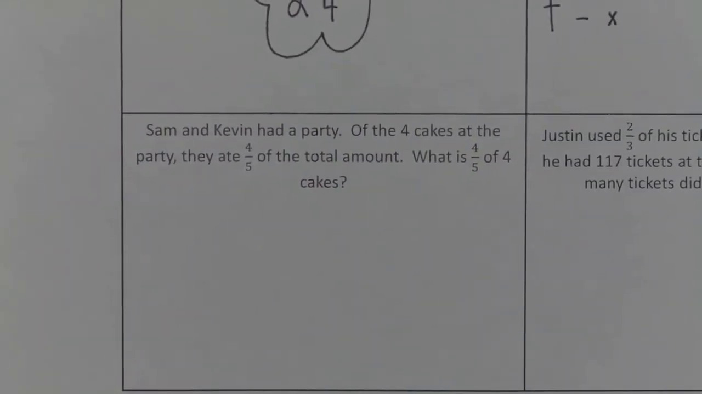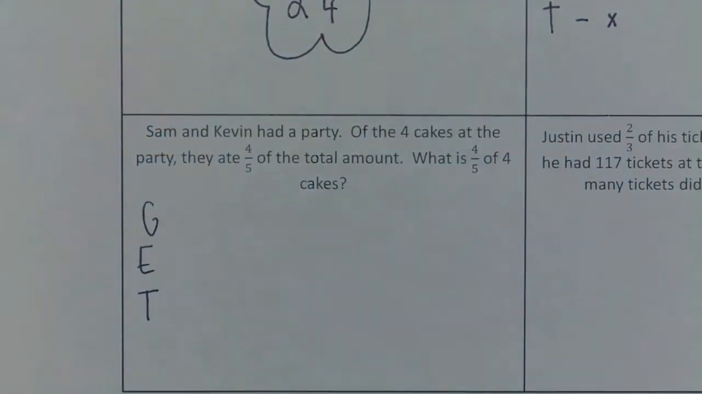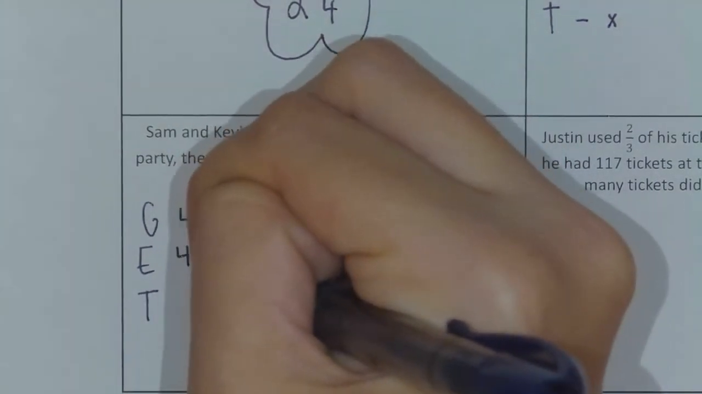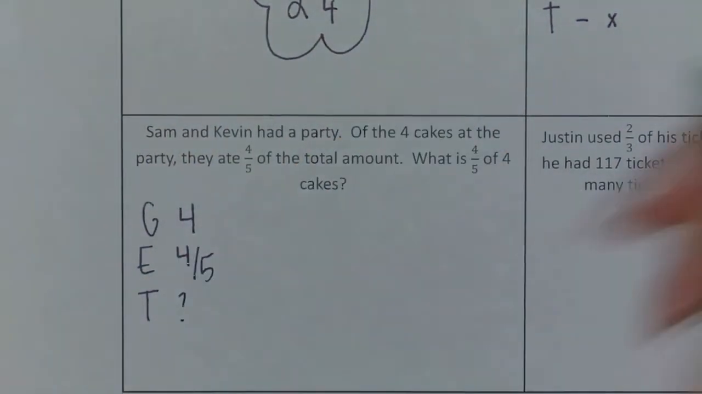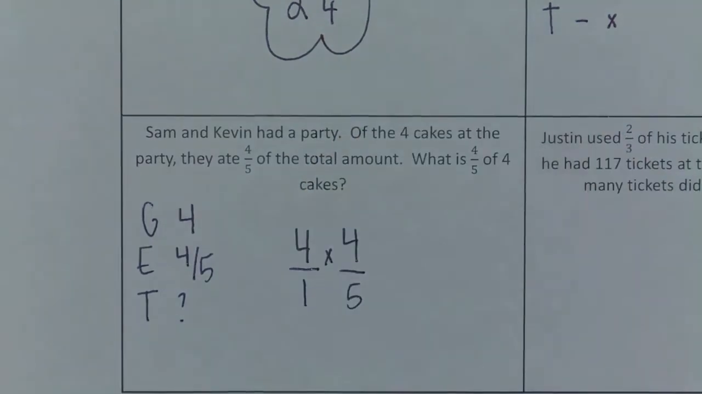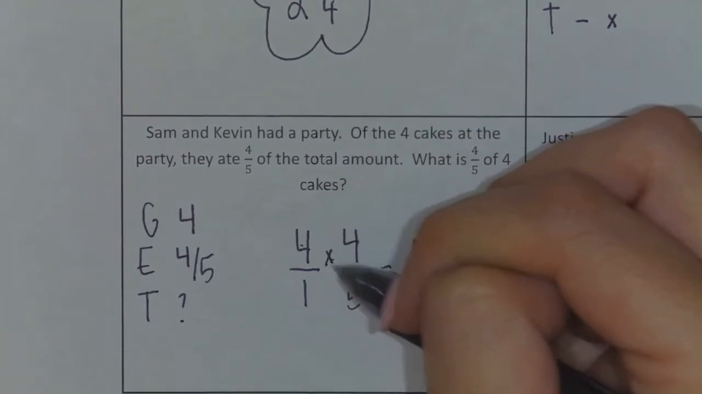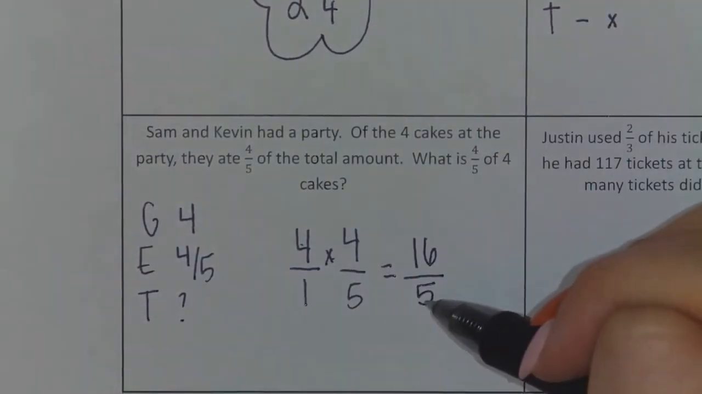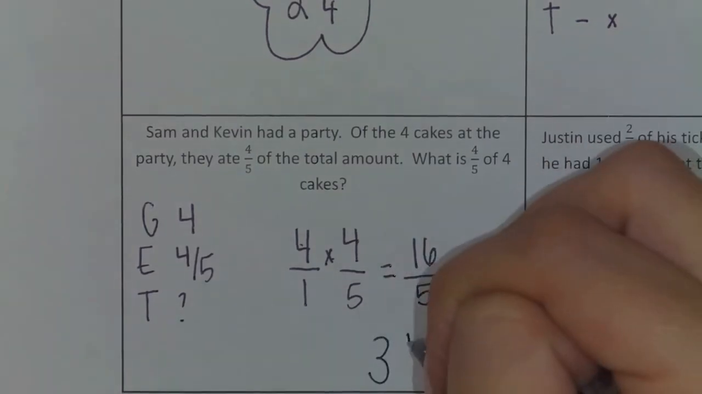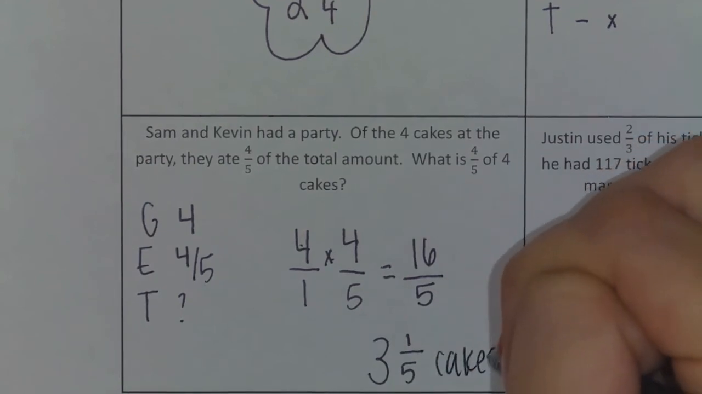It says Sam and Kevin had a party. Of the 4 cakes at the party, they ate 4/5 of the total amount. So I want to know, what is 4/5 of 4 cakes? So there are 4 cakes. They're going to eat 4/5 of each cake, and I'm looking for the total. So this is going to be 4 times 4/5. I'm going to give 4 a bottom of 1. So I have top times top. 4 times 4 is 16. Bottom times bottom gives me 5. 5 goes into 16 3 times, and I would have 1/5 left over. So they ate 3 1/5 cakes.